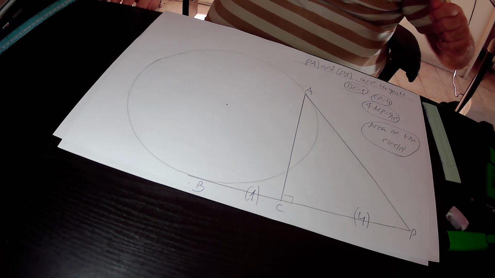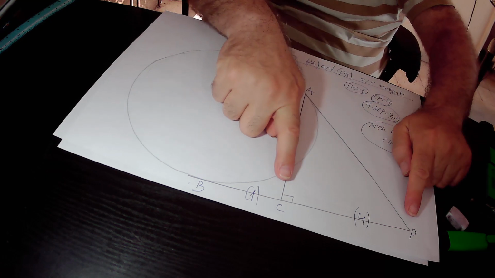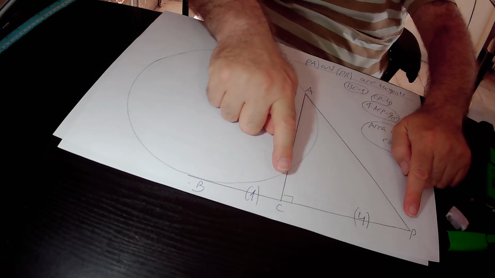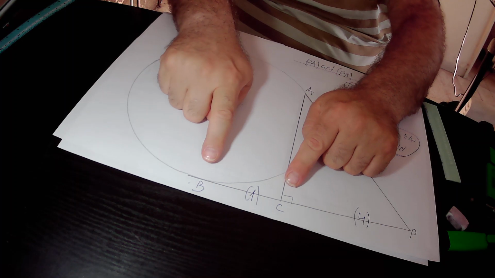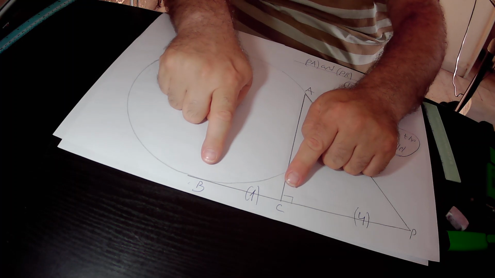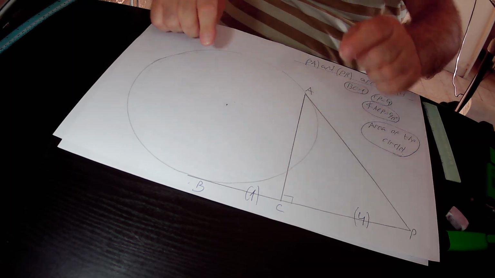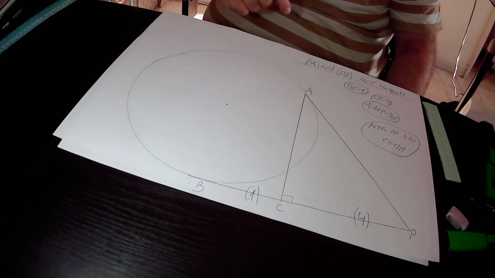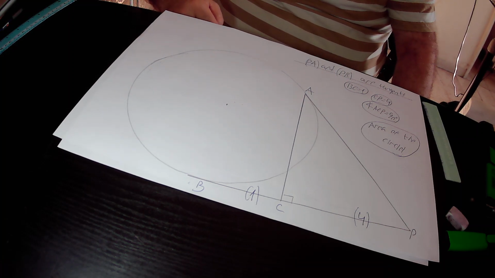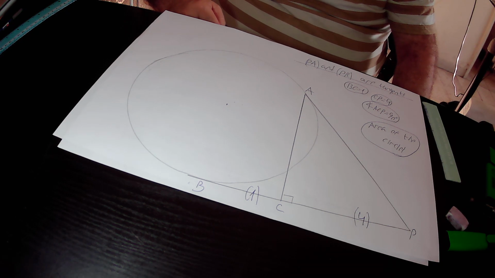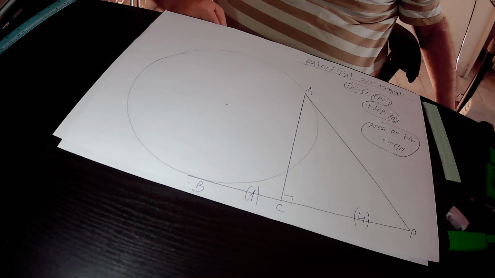In addition, we know that side CP of this triangle ACP equals 4 units. This line BC is equal to 1 unit. Again, our mission is to find out the area of this circle. So, here we can implement rule 2. I'll repeat quickly on rule 2.